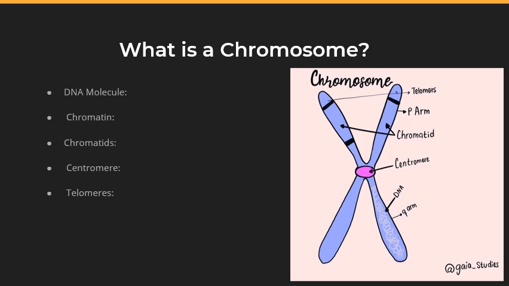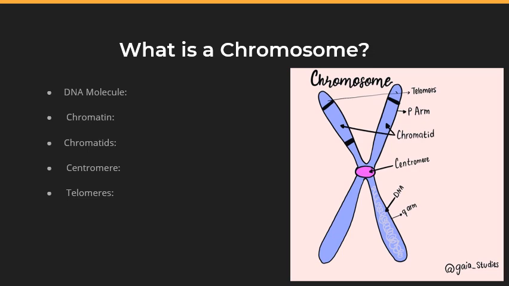Here let's go over the basics of chromosomal structure. Let's start with the DNA molecule. Chromosomes are primarily composed of DNA, which carries the genetic code for organisms. And we all know that DNA is a double-stranded molecule made up of nucleotide units.